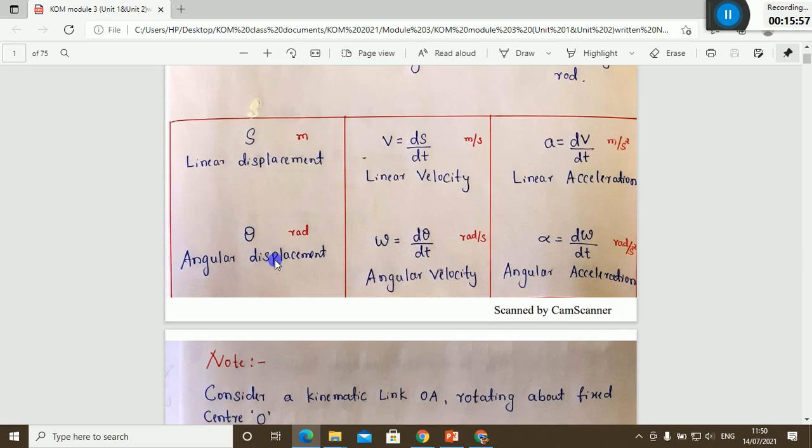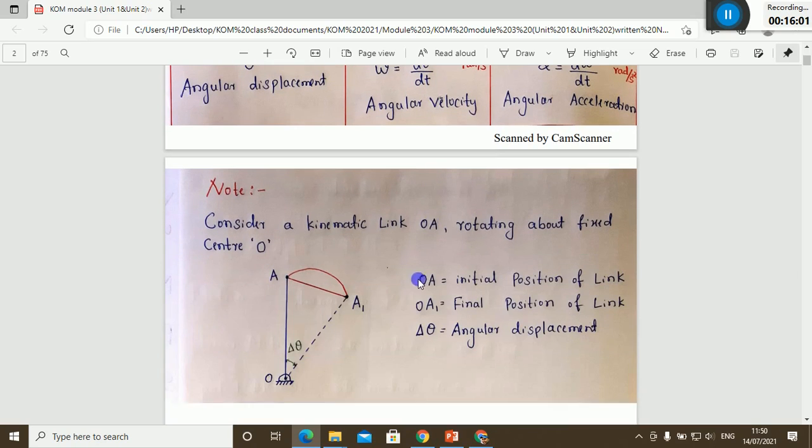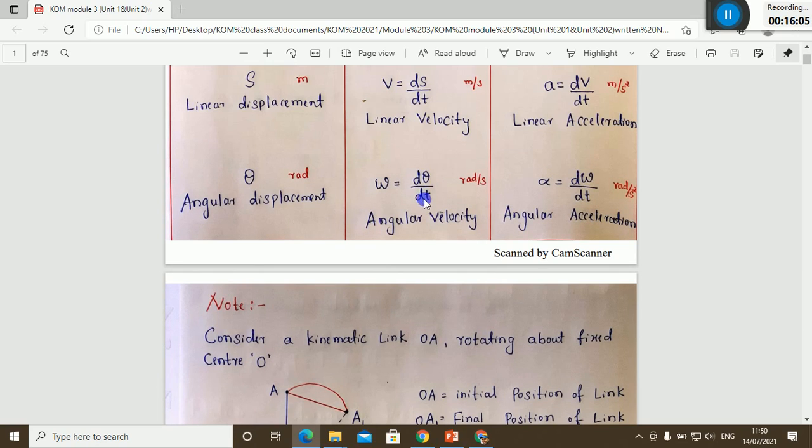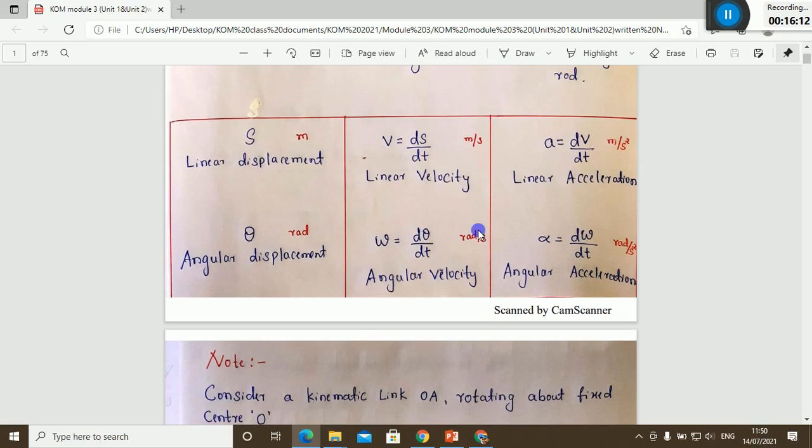And when you differentiate this angular displacement with respect to time, as the time changes, the displacement also changes. It means d theta by dt comes under angular velocity. It means the rate of change of angular displacement is angular velocity. It should be in radian per second. And again, when you differentiate this omega, the angular velocity, you'll get angular acceleration, that is alpha, d omega by dt. So this is nothing but the rate of change of angular velocity, which comes under angular acceleration, correct?